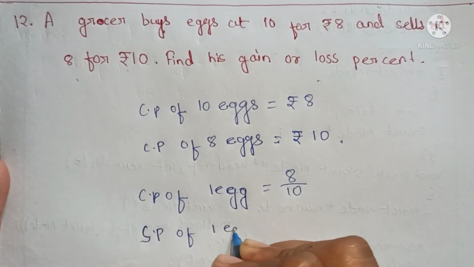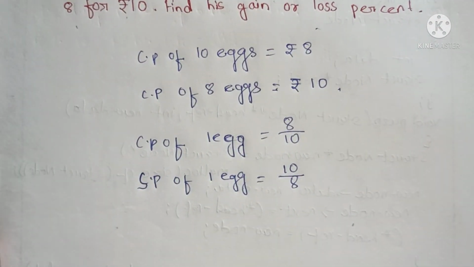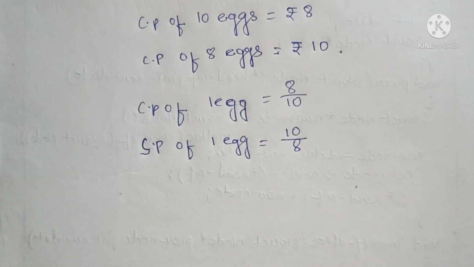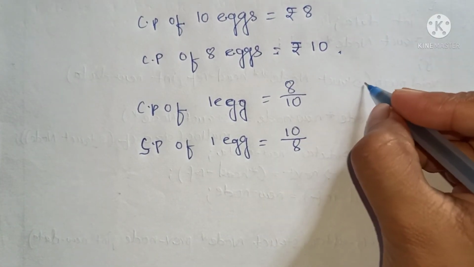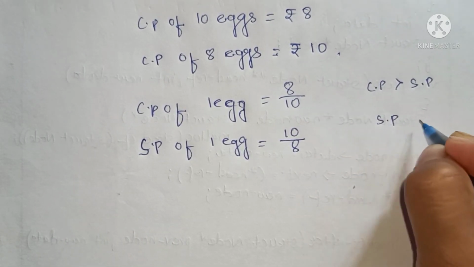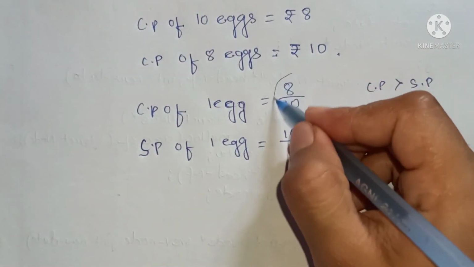SP of one egg will be how much? 10 divided by 8. Okay. So now we have to find out whether he has got a profit or a loss. If CP is greater than SP, then it will be a profit. If SP is greater than CP, then it will be a loss. So we have to compare these two fractions.